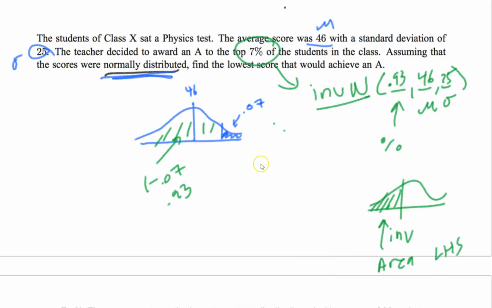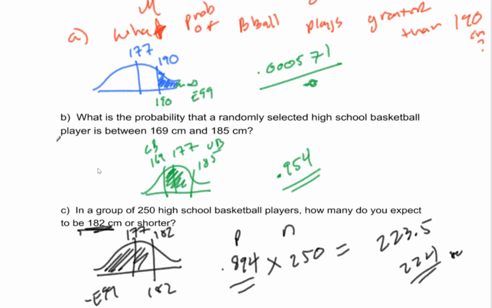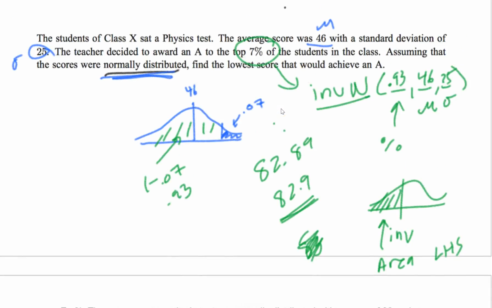So 82.89, or 82.9. It's the least you need to get. 83, I'm guessing. Well, who knows the class? You need a score of 82.9 to get an A. It's the lowest value you could get for an A. And that's the way inverse normal works. So again, there's 3 ways to do it. If I just say what's the percentage, just straight out normal CDF. If I give you a percentage, you can do inverse normal.